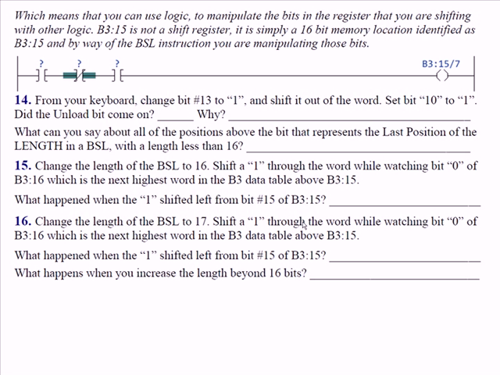B3:15 is not a shift register. It is simply a 16-bit memory location identified as B3:15. It's the 16th word in a binary array. However, by way of the BSL instruction, the bit shift left, you are manipulating those bits every time you execute the BSL against B3:15. So here you see a rung. I show no memory locations for those instructions. But when that rung is true, that would turn on B3 word 15 bit 7.